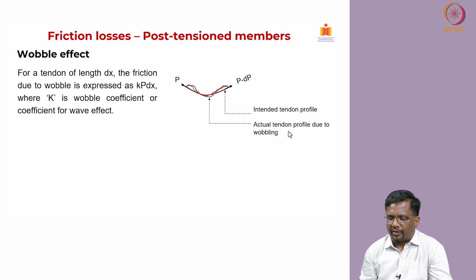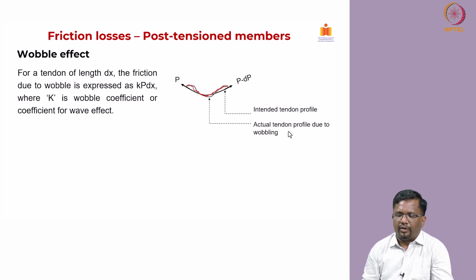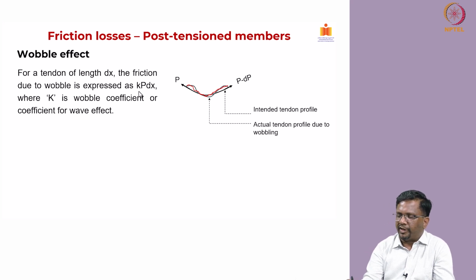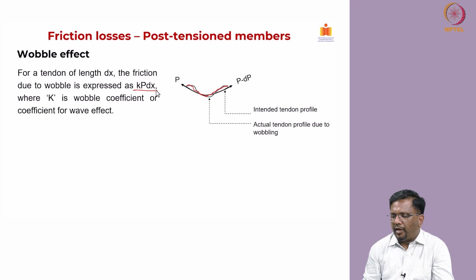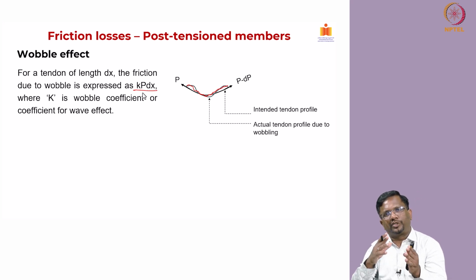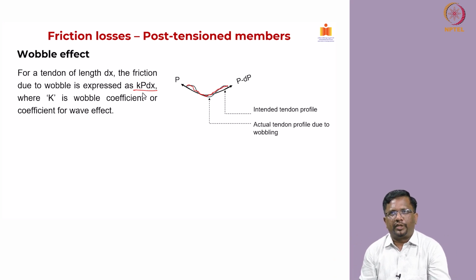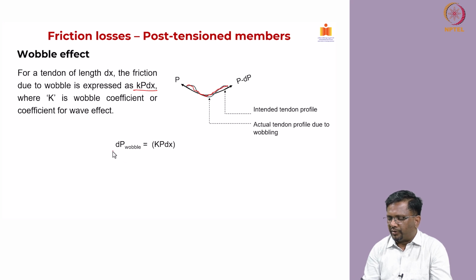Now, the wobble effect also creates frictional losses. That friction due to wobble is typically expressed as K into P dx, where K is your wobble coefficient, or coefficient for wave effect, and P is your initial pre-stressing force, and dx is the length over which you are calculating the loss. The more the length, the more will be the loss, right. So, the more the waviness, the more will be the friction loss due to wobble effect. So, the loss due to wobble effect can be written as K into P dx.